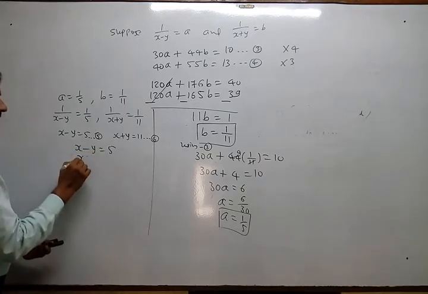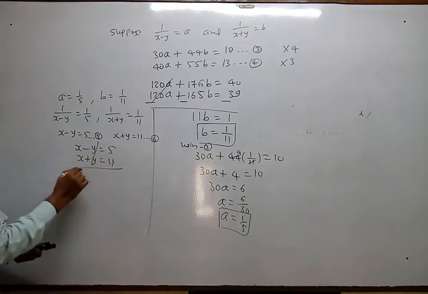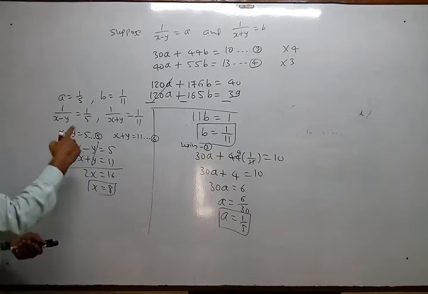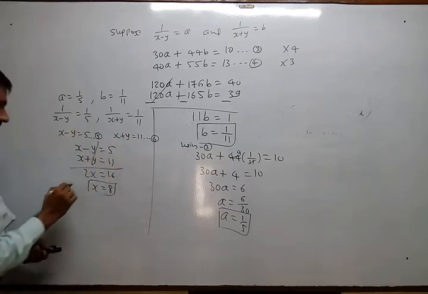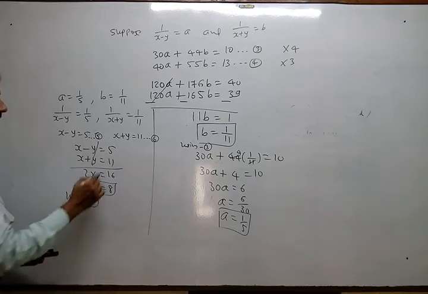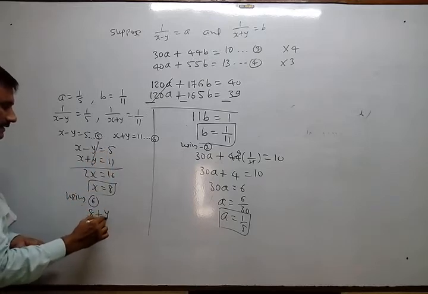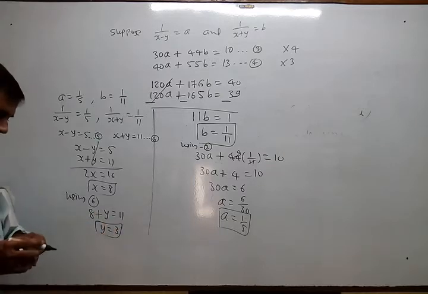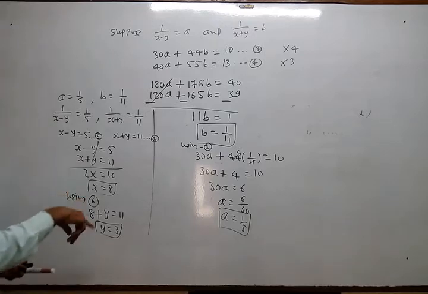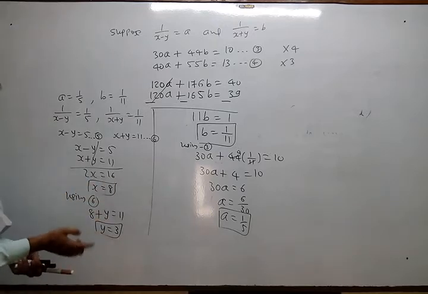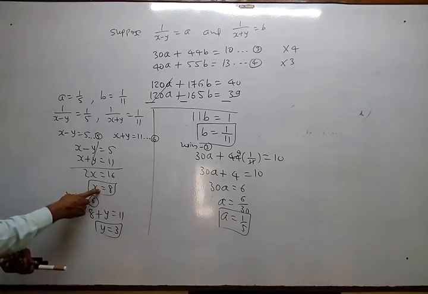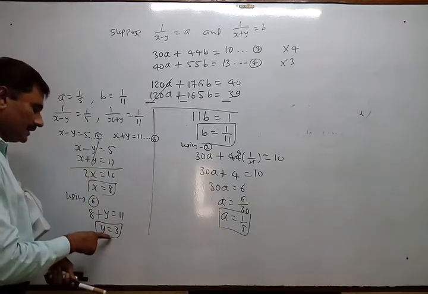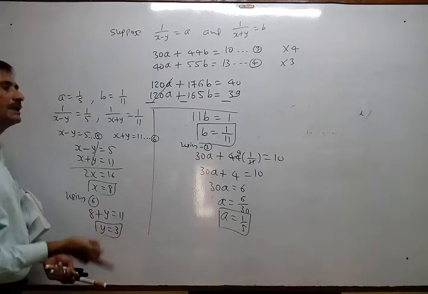x minus y 5, x plus y 11. y may cancel out, 2x equal to 16, x equal to 8. That is our final variable. Now either use 5 or 6. I am using number 6. So using equation 6. x plus y, 8 plus y, 11. y equal to 11 minus 8, 3. So these are our final answers. So now you have to give the answer that the speed of the boat in still water is 8 km per hour. With unit you have to give the answer. And the speed of the stream of the river is 3 km per hour.